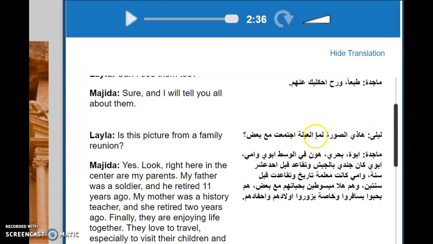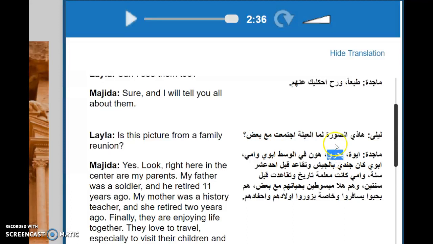So this photo is when the family, اجتمعت, is a past tense verb form 8, third person, feminine, singular. When the family, of course this is the subject, feminine, third person. When the family gathered مع بعض, together.